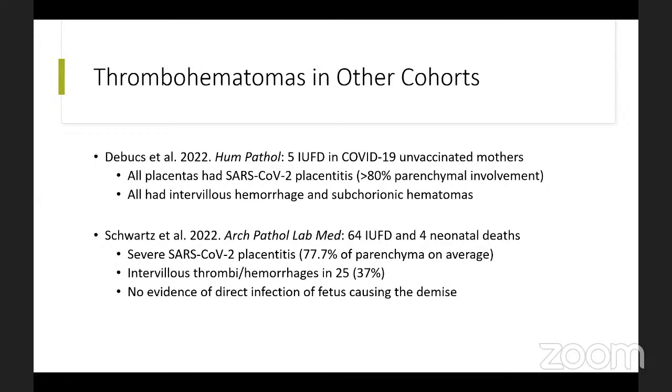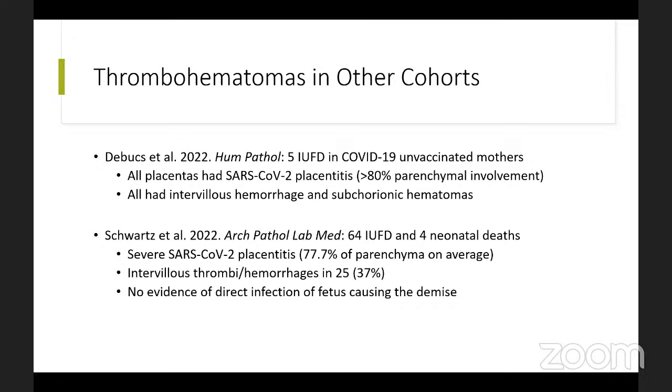Now, there have been a few other studies that have now incorporated the terminology or looking for hemorrhages and their association with stillbirth. And one was done by Dubuque et al. in 2022. And they looked at 5 IUFDs, which again were all in unvaccinated moms. And in their cases, all of them had SARS-CoV-2 placentitis involving greater than 80% of the parenchyma of the placenta. And all were noted to have intervillous hemorrhage and subchorionic hematomas. So very similar to our cases, or many of our cases of stillbirth within our larger cohort.